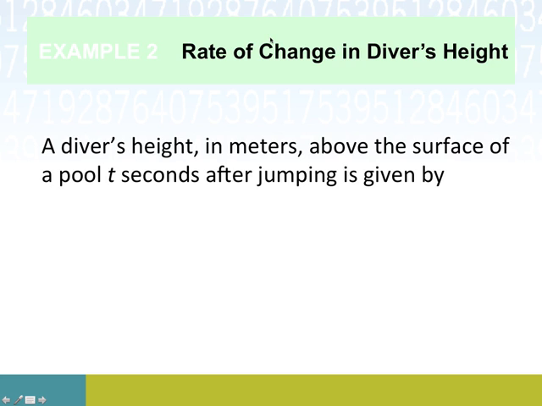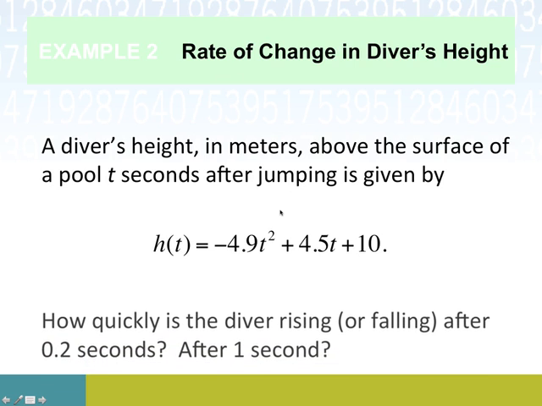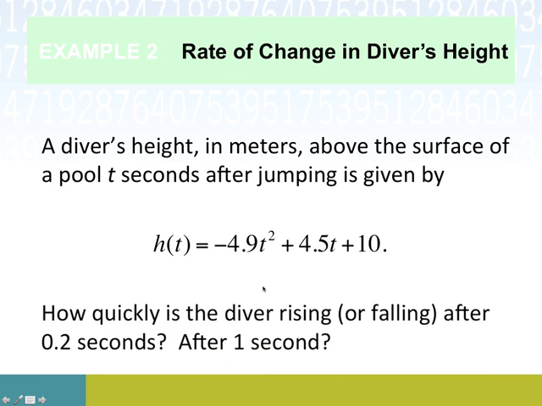So here's our example. A diver's height in meters above the surface of a pool, t seconds after jumping, is given by this expression. So you can imagine that there's going to be a period where they're headed upwards a little bit and then headed down toward the water. The questions we're supposed to answer are how quickly is the diver rising or falling after 0.2 seconds, after 1 second. I want to make mention of some key phrases here.